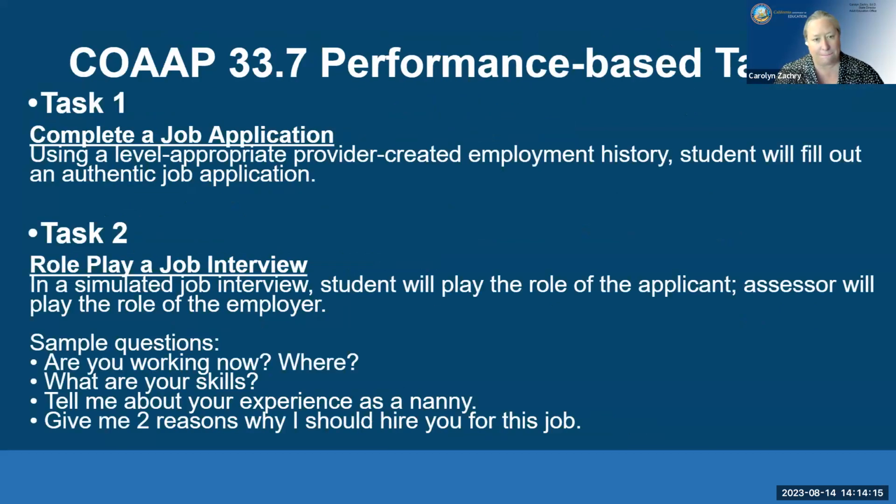Next slide. Here are those tasks, just broken down for you to see what they are. Using a level appropriate provider-created, so that's the agency, employment history, the student will fill out an authentic job application. So they're going to do a job application in class. And when they complete it, if they put everything in correctly, then they will have successfully met that COAP. Then the next task is to role play a job interview. And here are some sample questions at the bottom that the individual who is playing the interviewer might ask the student. Those are given as sample questions so that the student can be thinking and preparing for that practice interview.